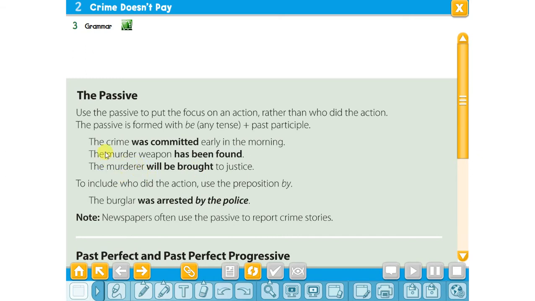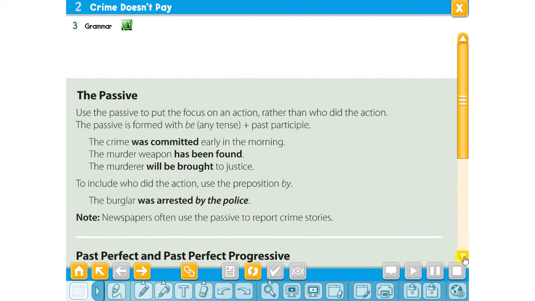Of course, here all of these are objects, they are not the subjects. Why? Because this is passive. Okay? Here the burglar was arrested by the police. You see, this is the subject here. You put it after by, by the police. Here, this is the object. The object, then the subject. If the sentence is active, it is: the police arrested the burglar. The passive: the burglar was arrested by the police. Okay?